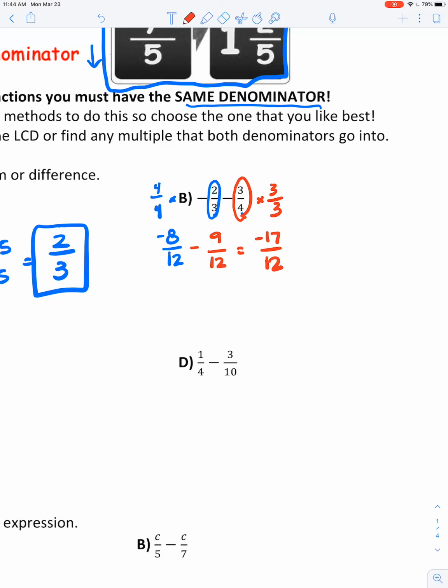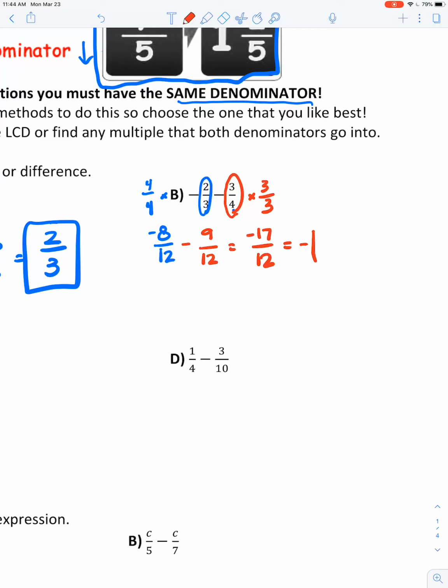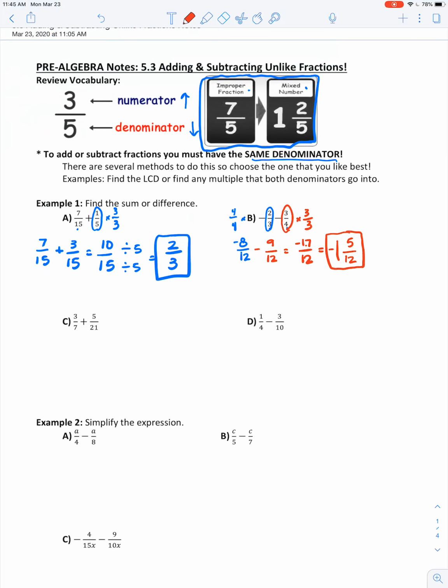And I want to ask myself how many 12s go into 17? One of them. And note that because this is a negative 17, this should be a negative 1. Now how many is left over if I take 1 12 from that 17? 5 would be left over. So my answer is negative 1 and 5 12ths. 5 12ths cannot be simplified, so that is how I would leave it.